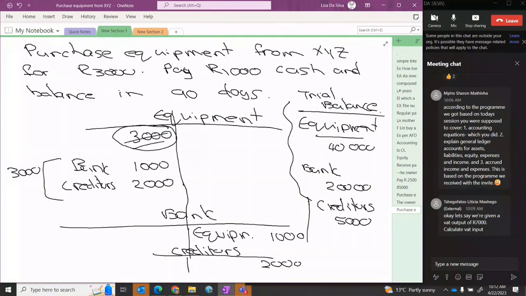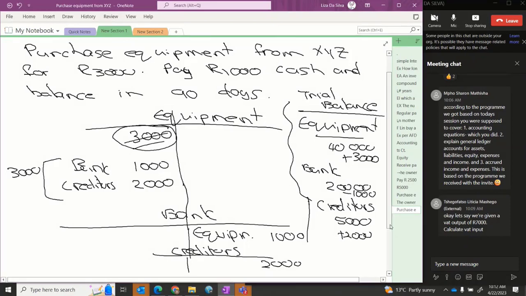What are you going to plus or minus from that balance to get it to the correct balance at the end of the year? The equipment, you're obviously going to plus 3,000 because it was not included yet. Your bank account, you're going to subtract 1,000 from, and your creditors, you're going to add 2,000 Rand.